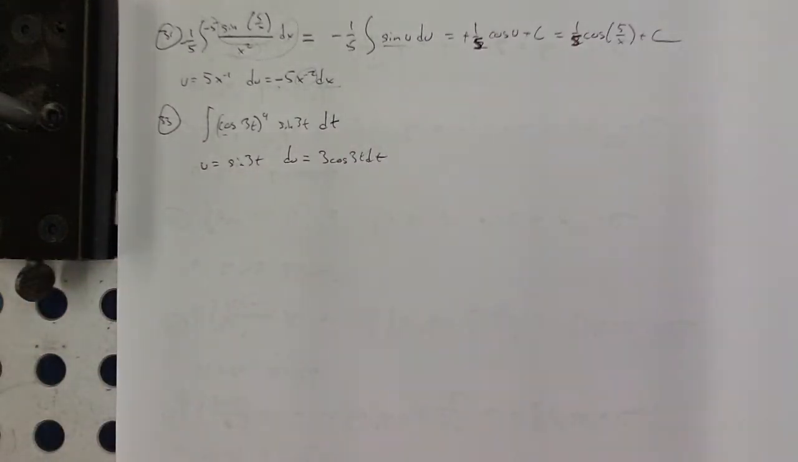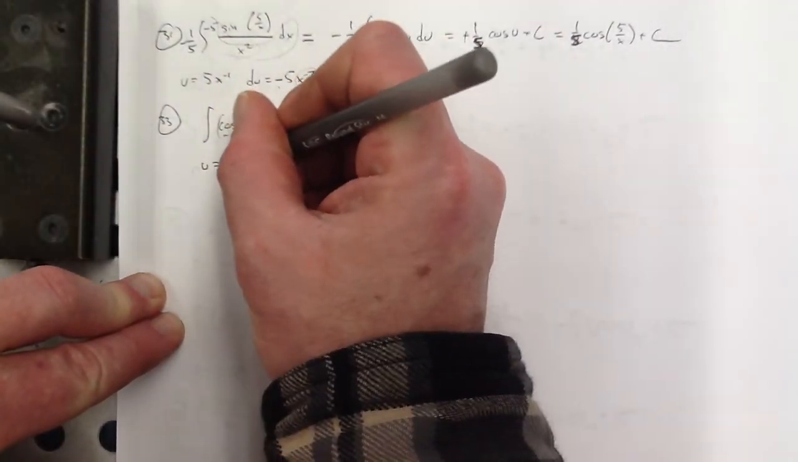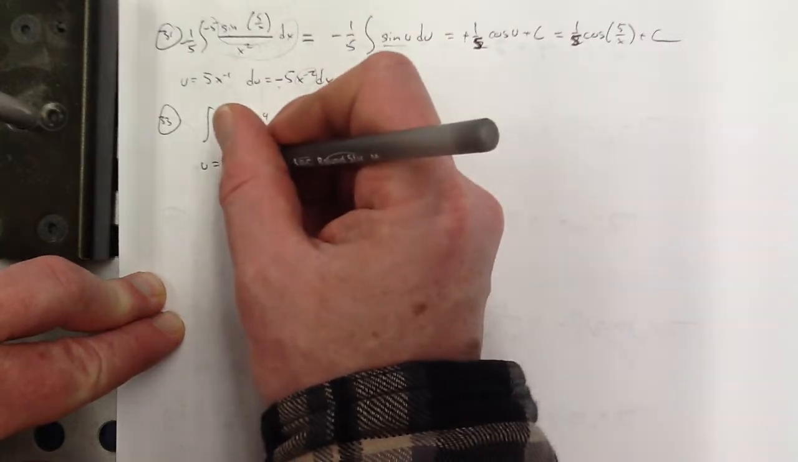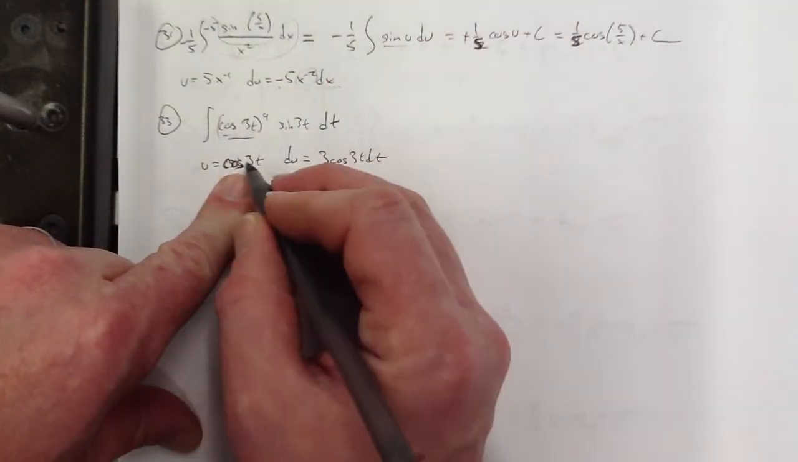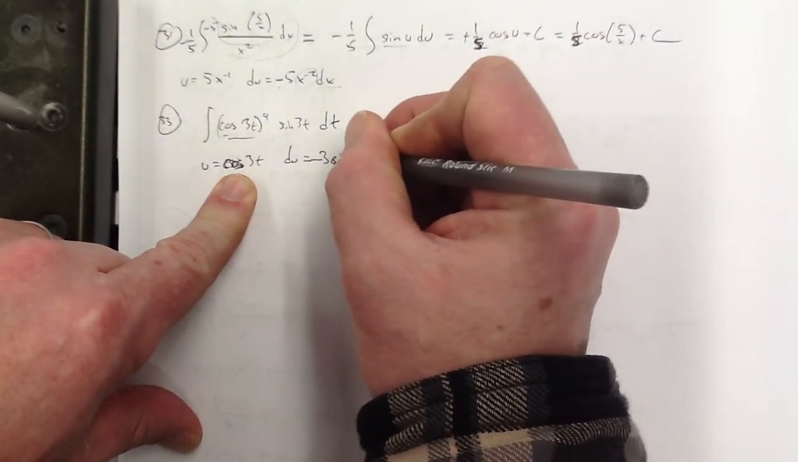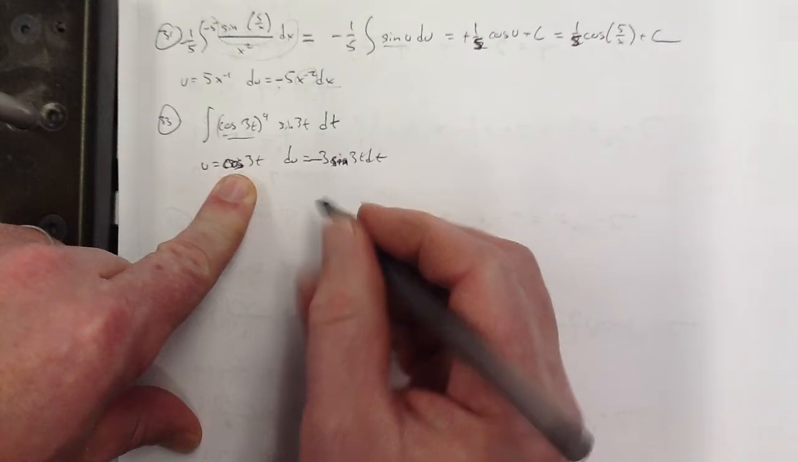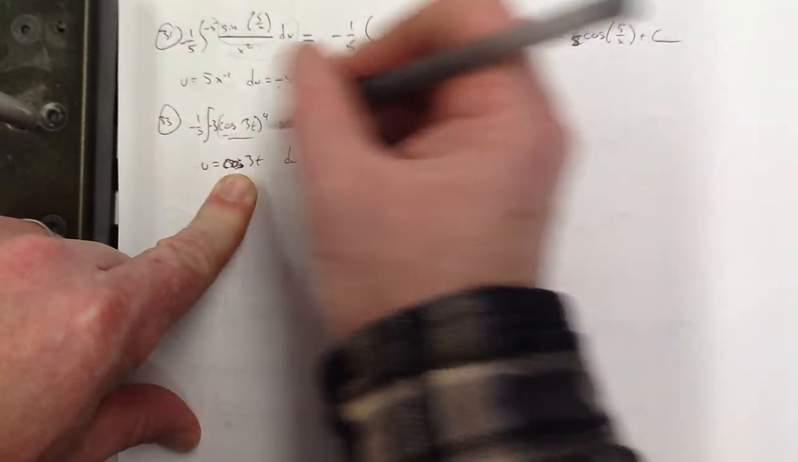So, oh, what did I do? Sorry, I picked the wrong thing there. I meant to pick this. Let's fix that. Cosine, because this is the what's inside. Cosine 3t, and then the derivative would be negative 3 sine 3t. So I need a negative 3. Negative 1/3.